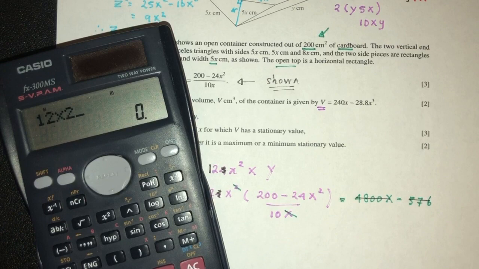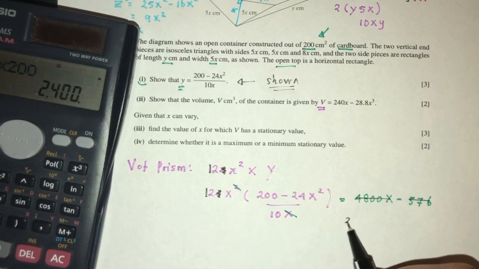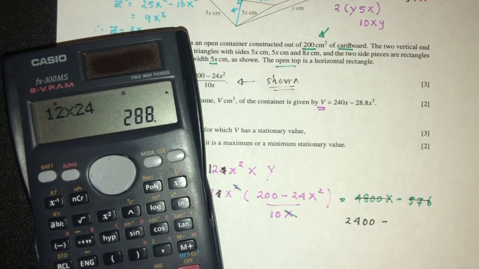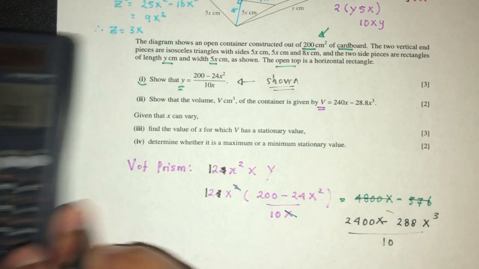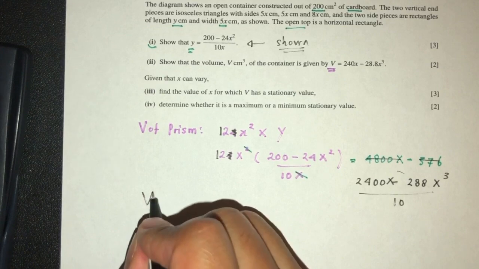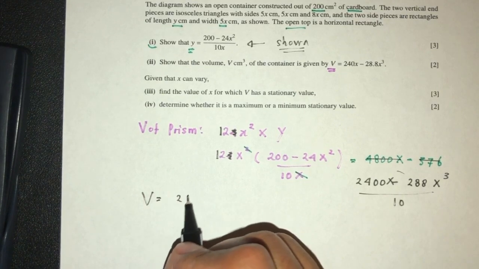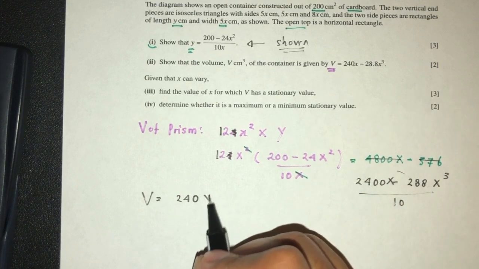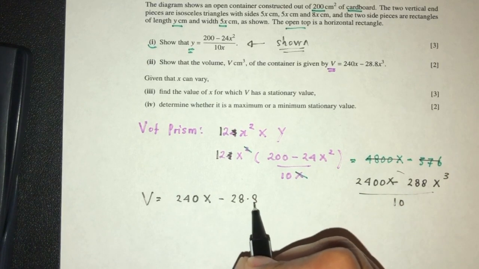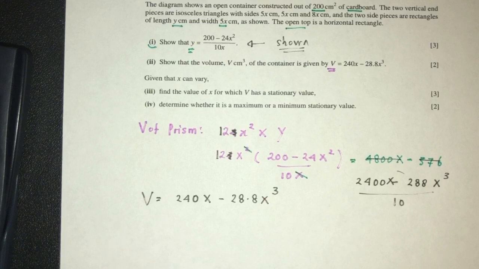So 12 times 200, that should be 2400, minus 12 times 24 should be 288x cubed. Here we have x, we're missing, divide by 10. So finally we confirm that V has to be 240, 10 will cancel out, x, minus 28.8x cubed. That is the volume of the prism.